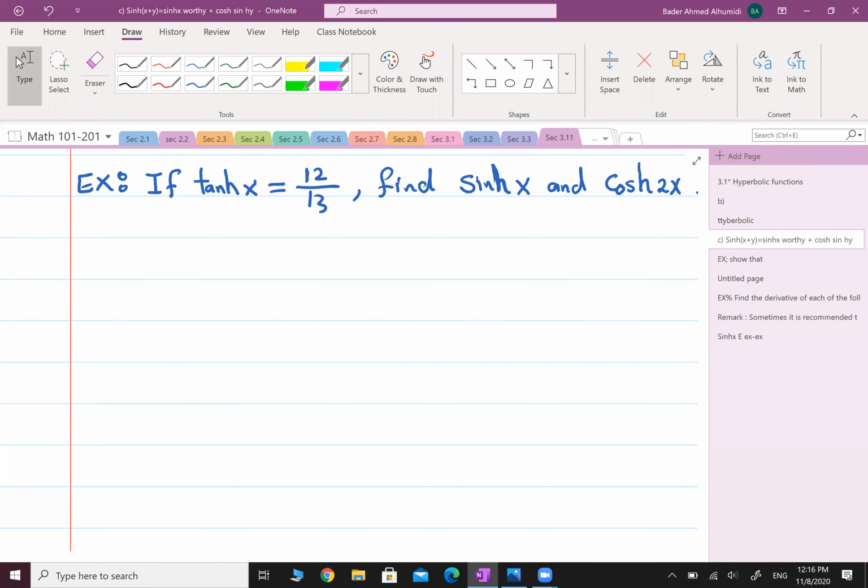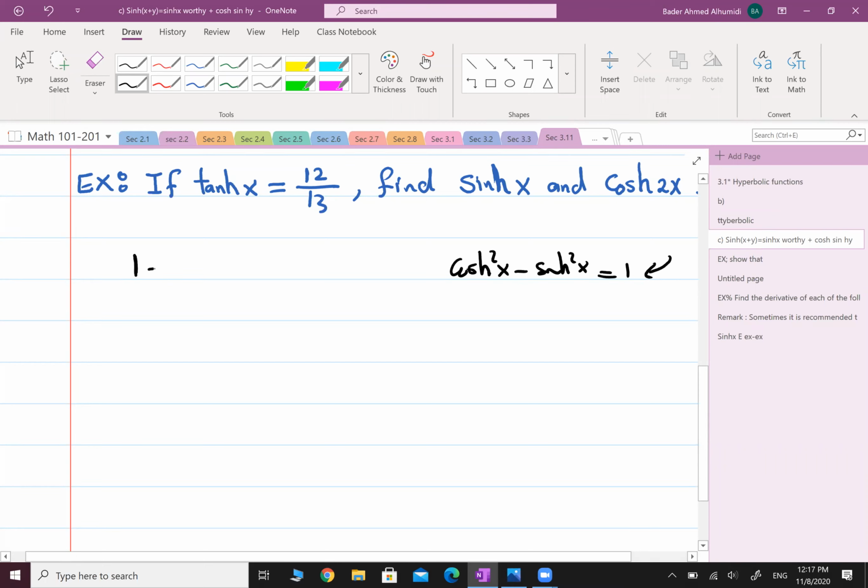The identities. Now I have to find hyperbolic sine, and I have hyperbolic tangent. I will remember the identity for hyperbolic tangent. Myself, I will never remember all identities, but I always remember this one quickly: cosine hyperbolic square of x minus hyperbolic sine square of x equals 1. To get the tangent, I need to divide by cosine squared. So the identity becomes 1 minus hyperbolic tangent square of x equals what? Hyperbolic secant squared of x.